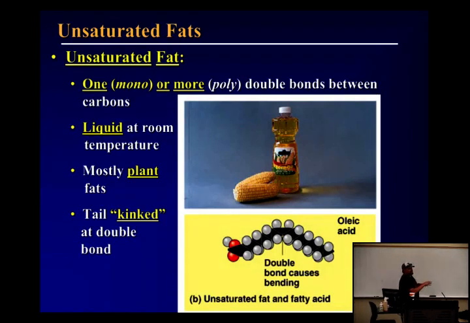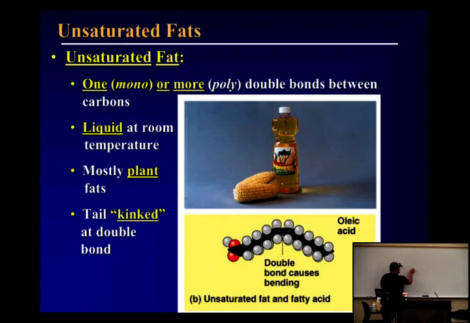You guys just watch TV and you're like, oh yeah, those trans fats, they're bad. Well, I don't even know what the hell that is. So this is one of the reasons that you guys need to know that cis and trans term, right? So we have this long chain of carbons, and all of a sudden we have a double bond, so it can go either way, right?